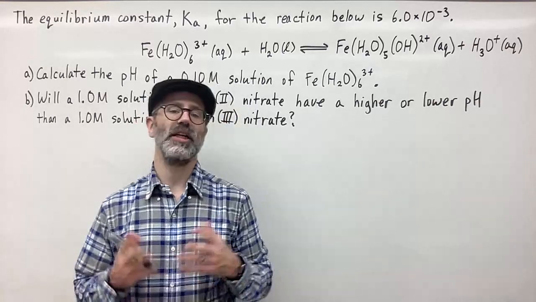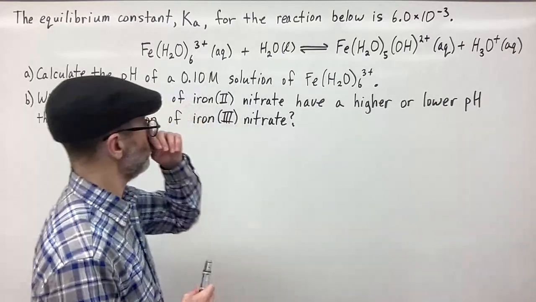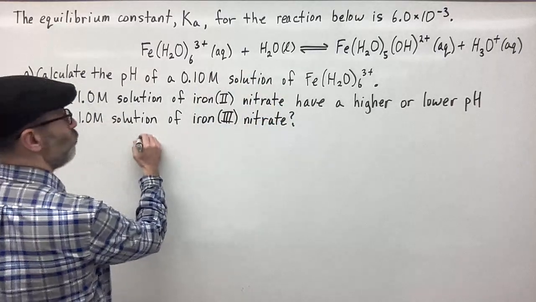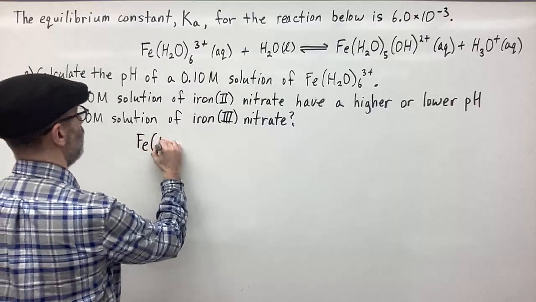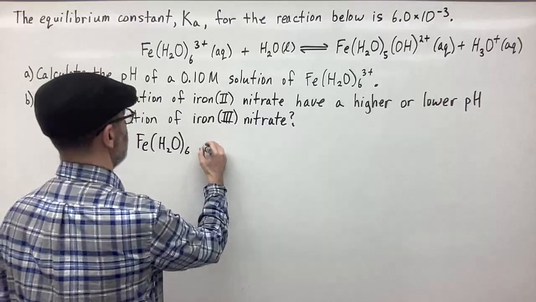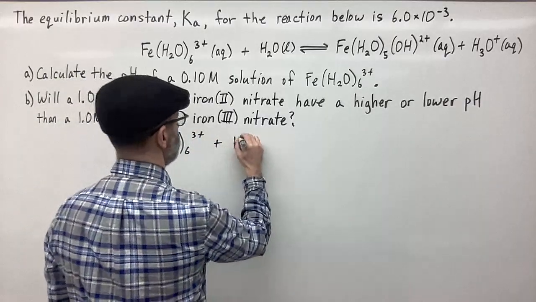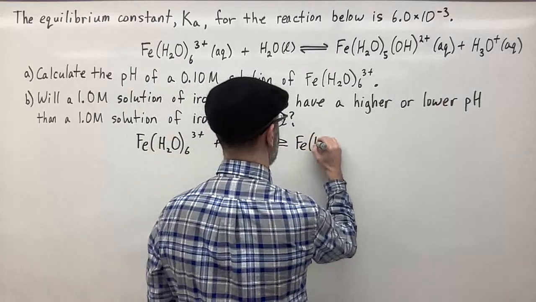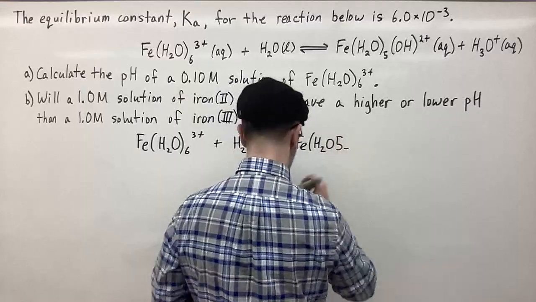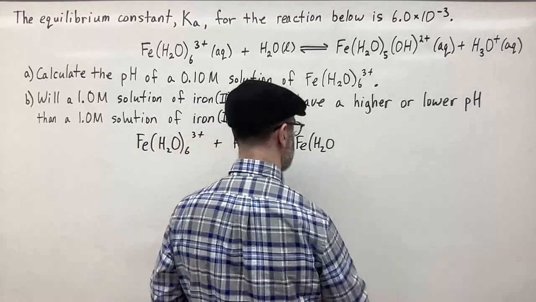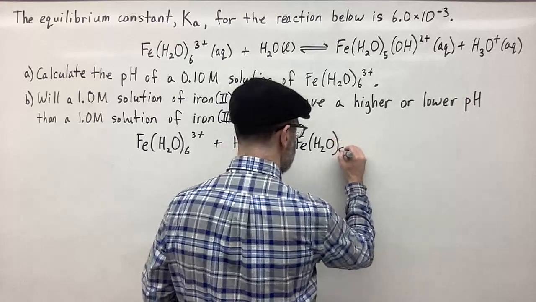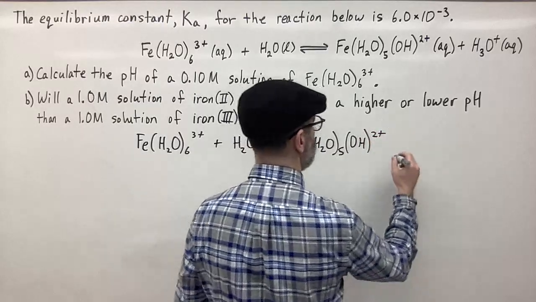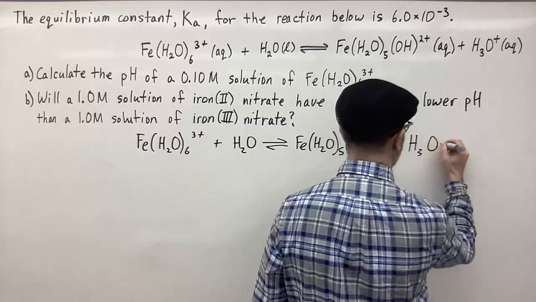Okay, so the first thing we need to do is do an ICE table involving this reaction here. So if I rewrite the reaction, Fe(H2O)6 3+ plus H2O in equilibrium with Fe(H2O)5(OH) 2+ plus the hydronium ion.